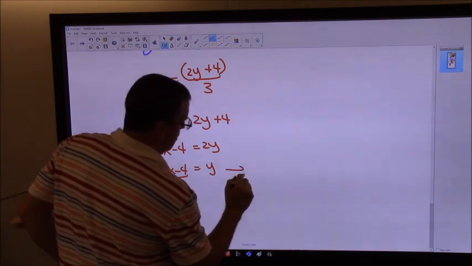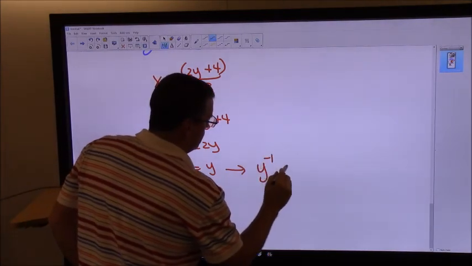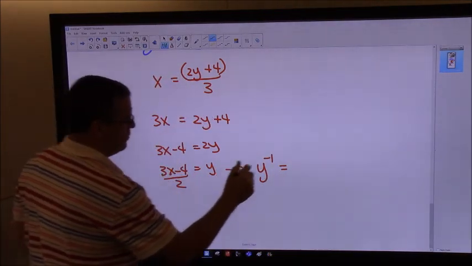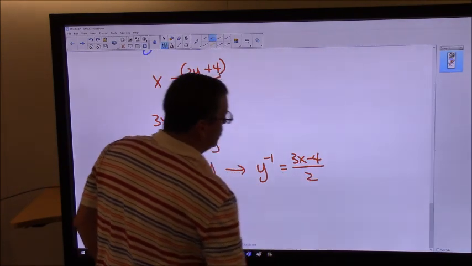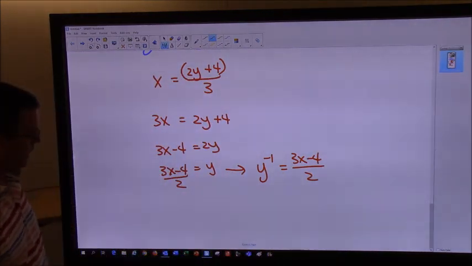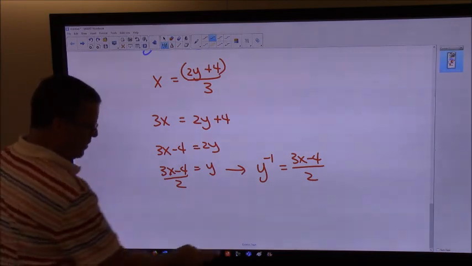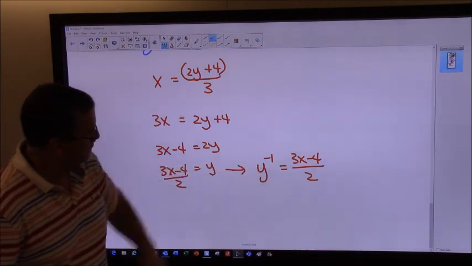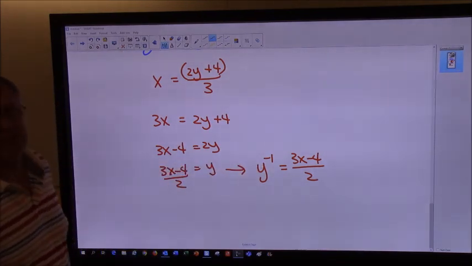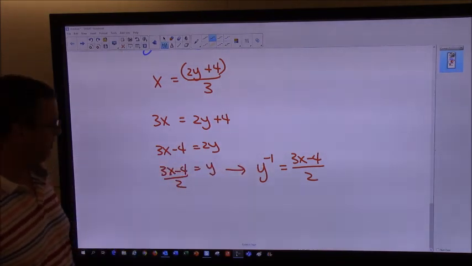So my inverse is (3x minus 4) over 2. And I can even check these on the graphing calculator if I wanted to. I can graph the inverse function and the original function and see if it looks like a reflection.